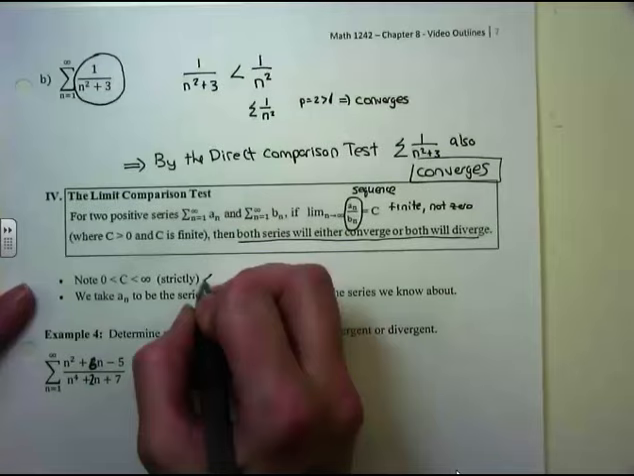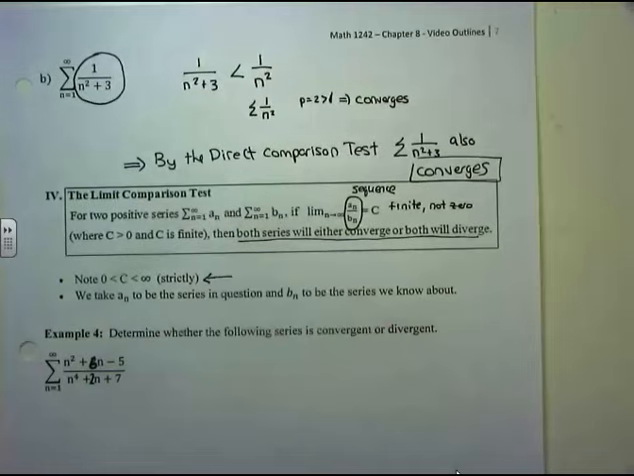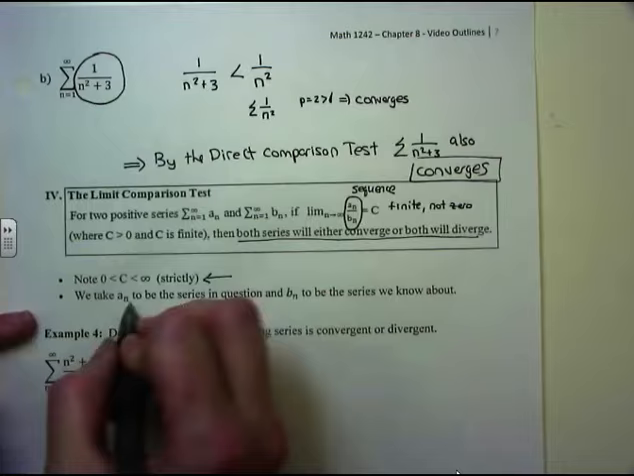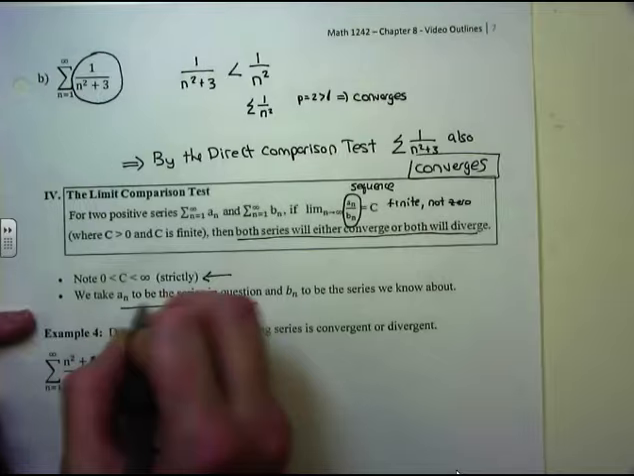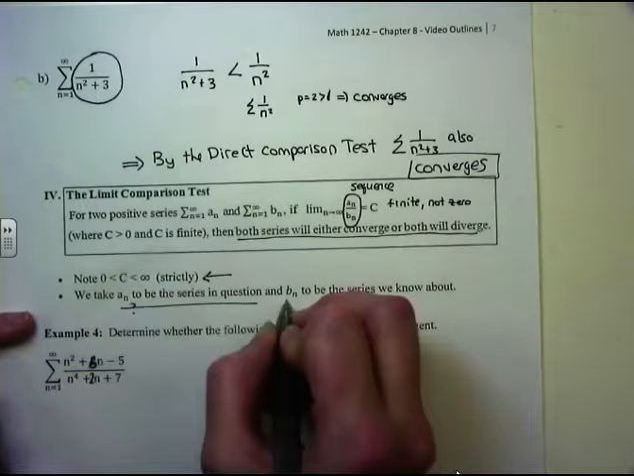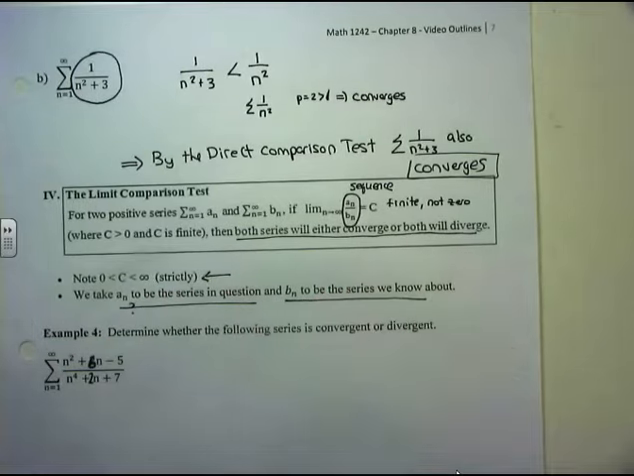So just to emphasize, it's worded a little bit strange. C is a constant that is strictly between 0 and infinity. So it's a positive constant. It is not 0, right, and it is not infinity. We usually take AN to be the series that I'm asked about, and we typically take BN to be the one I know about. It's just a good way of doing it so we can be a little bit standardized.